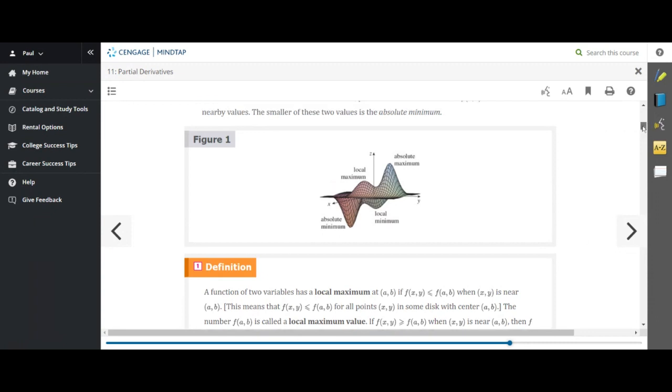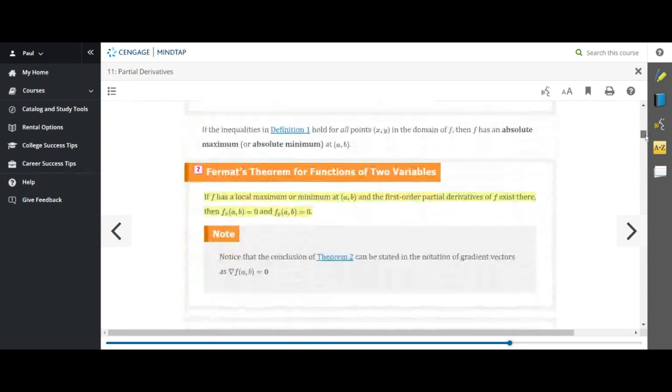So based on that, there's a theorem called Fermat's theorem that says, to locate the maximum or minimum, just take the partial derivatives of the function with respect to x and y and set them equal to 0. And then, based on those two equations, hopefully you can find what the maxima or minima are.